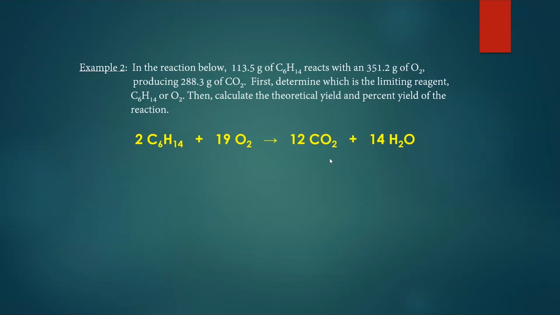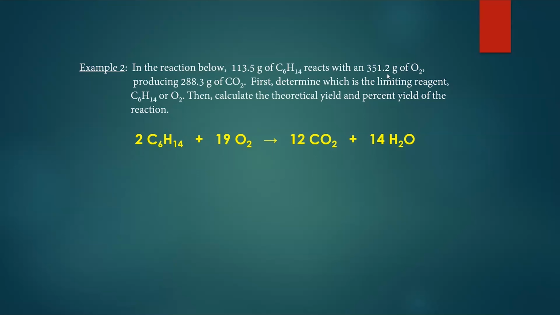This time I'm going to give you amounts of both of the reactants, both the hexane and the oxygen. So 113.5 grams of hexane is combined with 351.2 grams of oxygen. One of those is going to run out first, and we want to figure out which one that is. Which one is the limiting reagent?